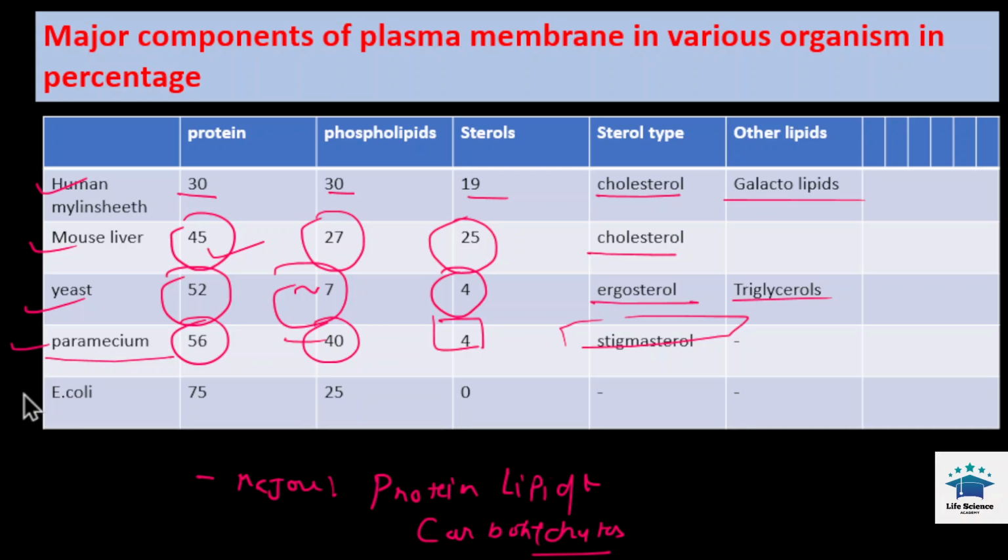If you're talking about a model organism, which is E. coli, here there is 75% protein in its lipid bilayer. Why can we not say that it is a protein bilayer? Still, we have to say that it is a lipid bilayer. If you're talking about the percentage of phospholipids, we have only 25% lipid moiety in the E. coli plasma membrane, and no sterol is present.